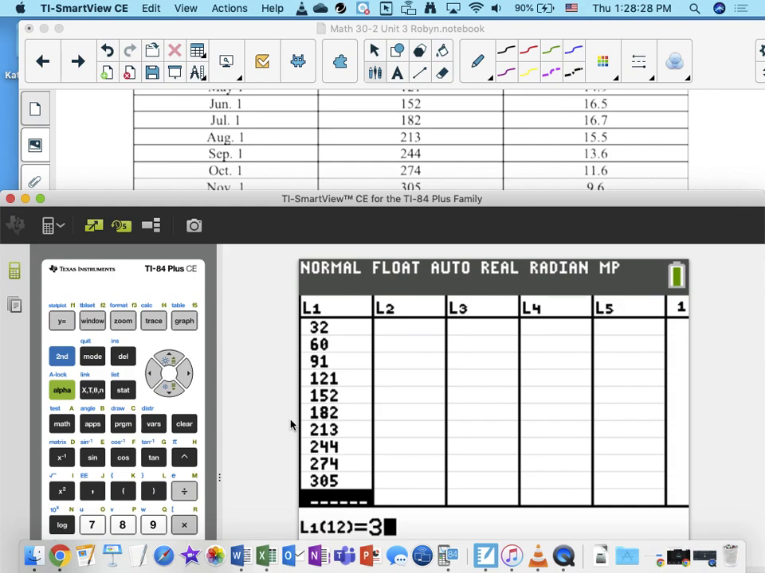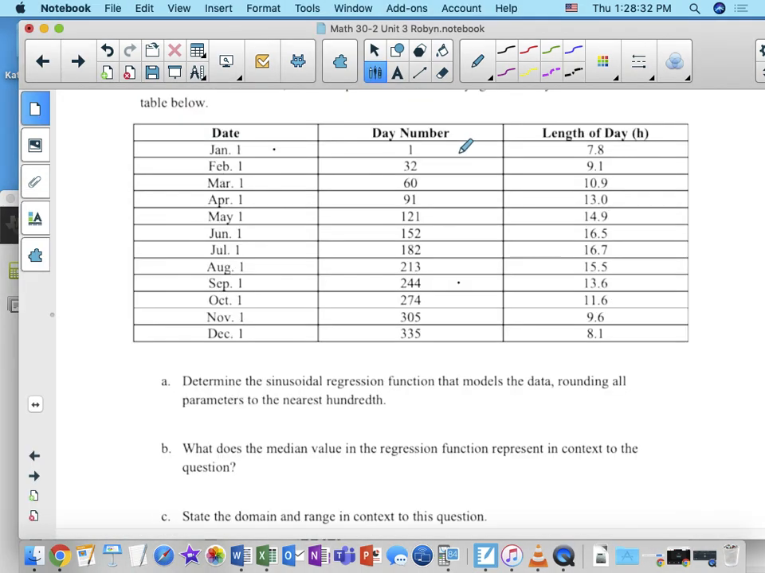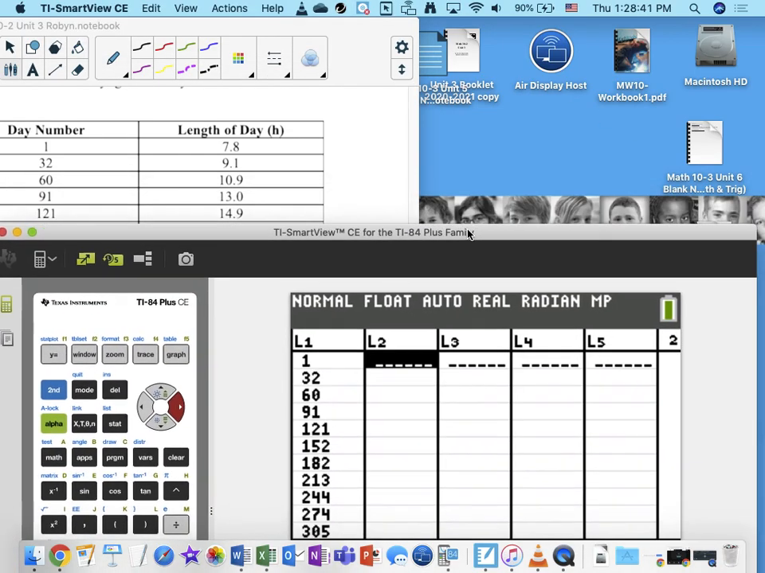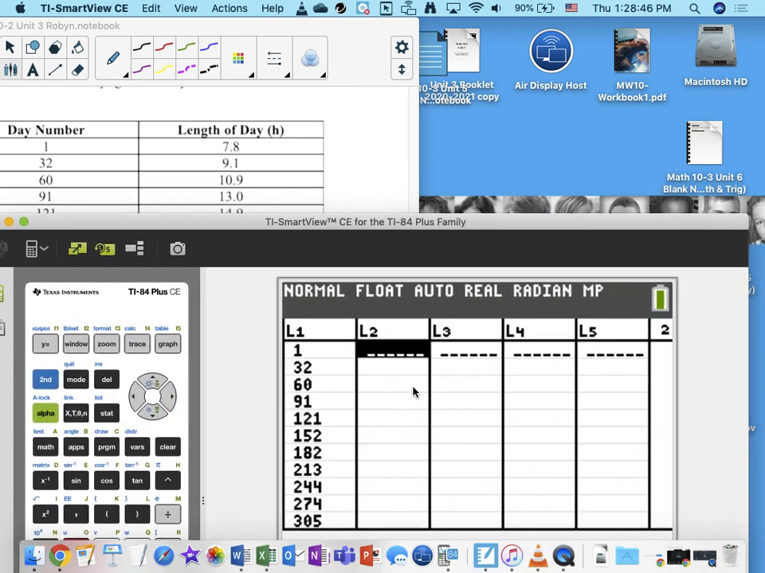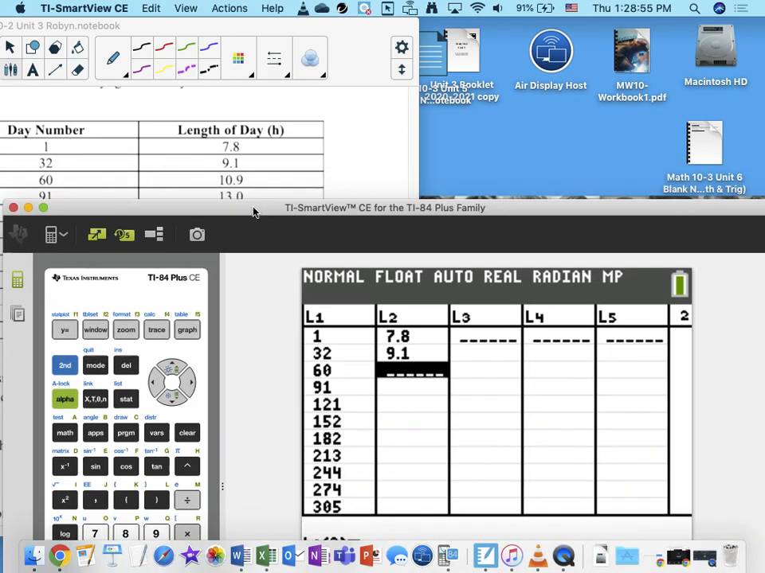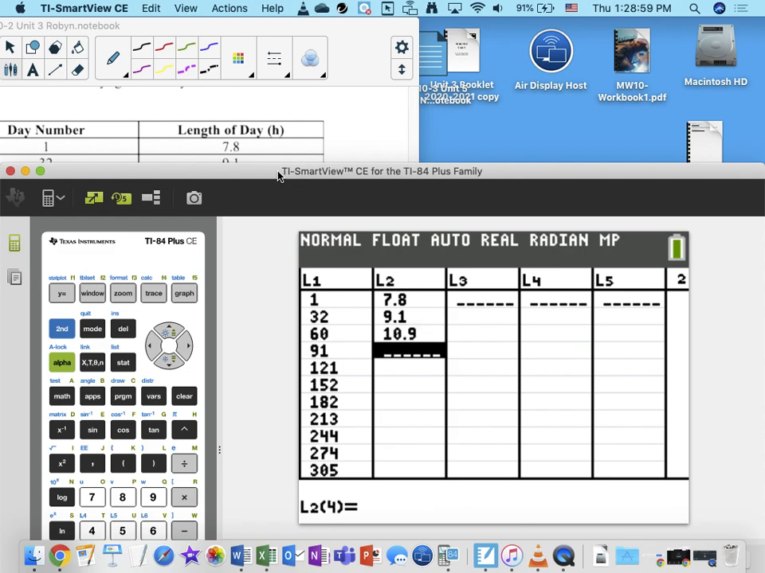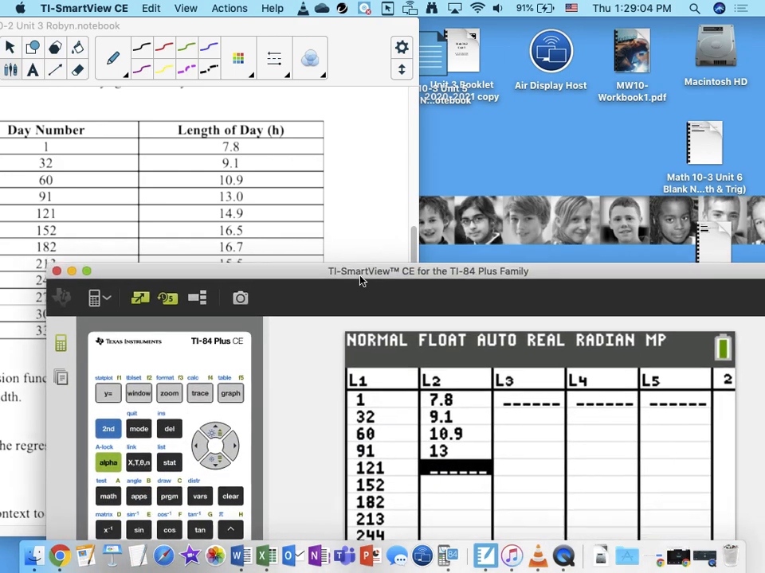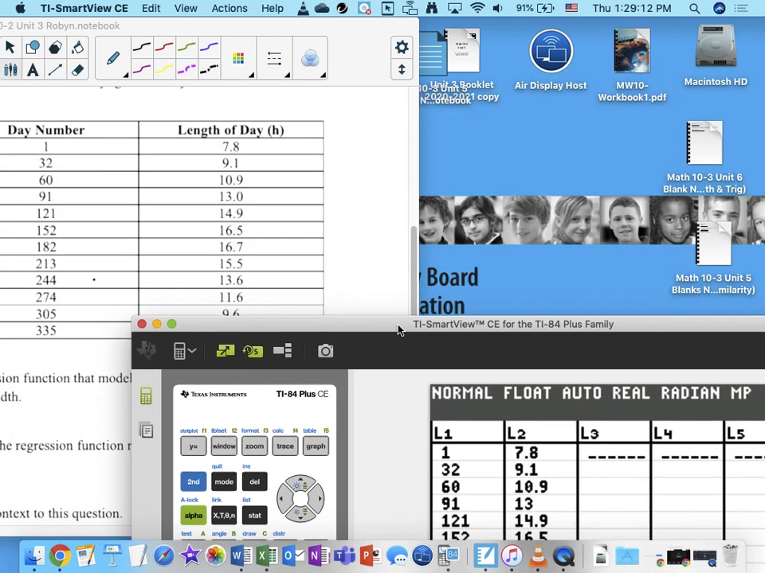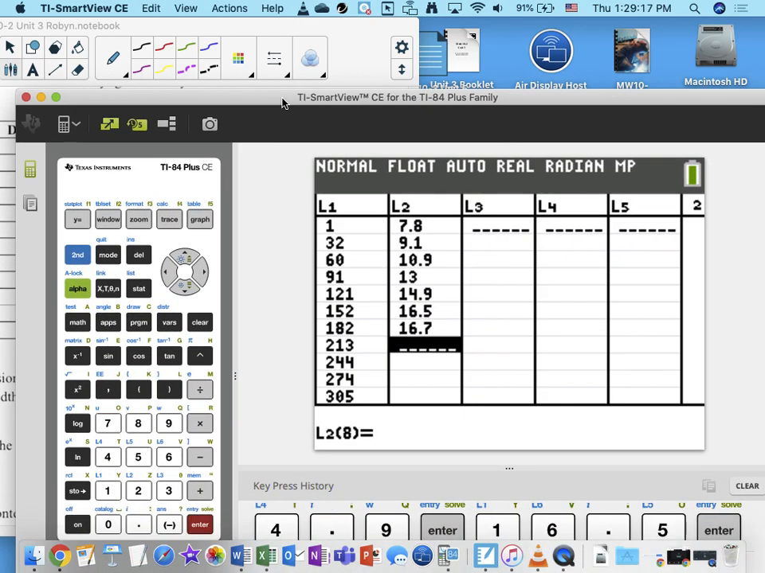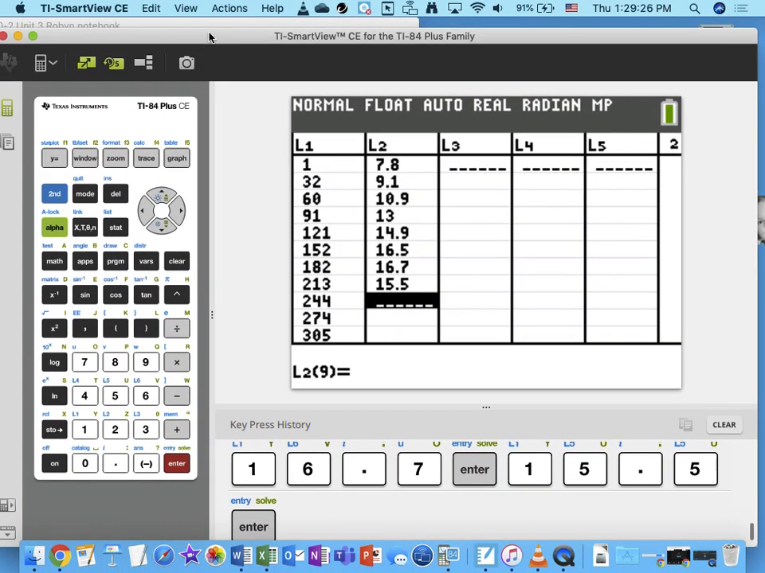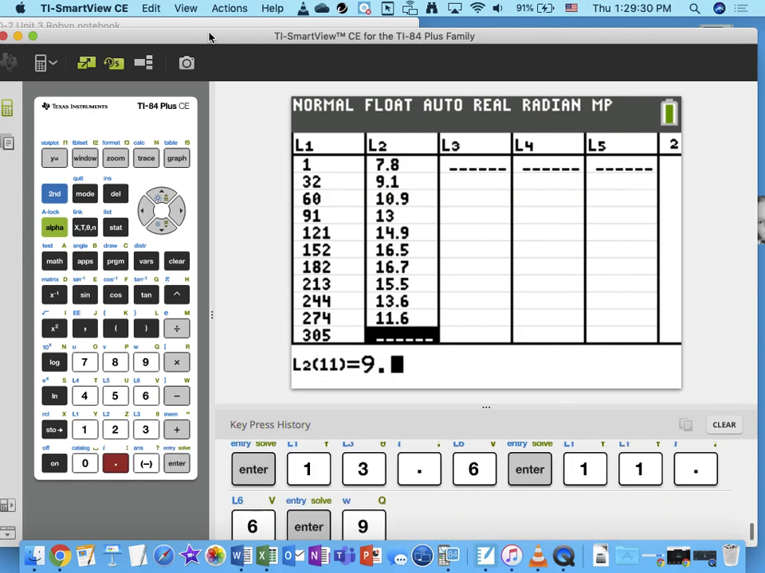Okay, and then in L2, we're going to put not our Y values, but our lengths of the day. Okay, 7.8. Whoops. 9.1. 10.9, 13. 14.9, 16.5. 16.7, 15.5. 4 more. 13.6, 11.6, 9.6, 8.1. Is it 8.1? 8.1. Okay, there we go. I think I got everything in there.